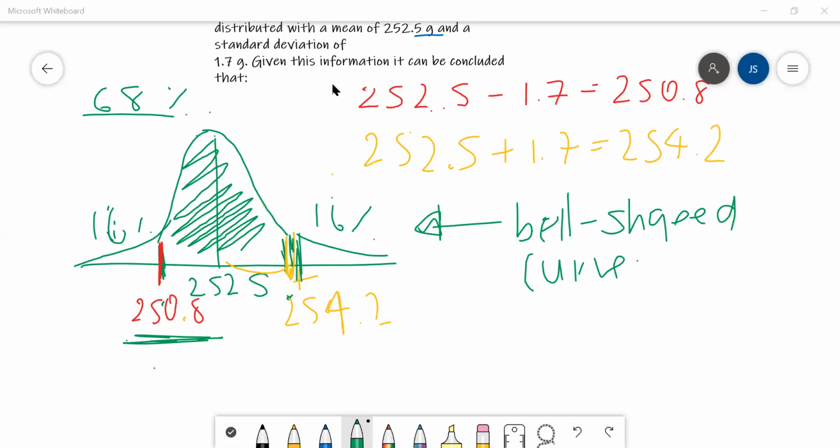No, change of plans. We're going to go back to the first question. All right, so if I had to say what's like 68% of those biscuits, like what's their weight, I could say, well, they start from 250.8 grams to 254.2 grams, okay?